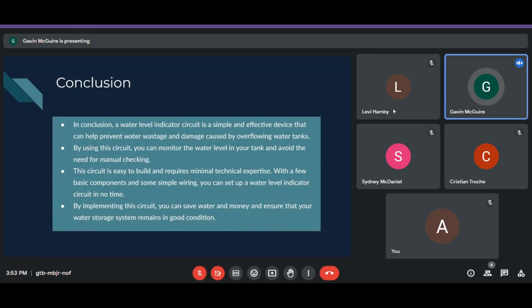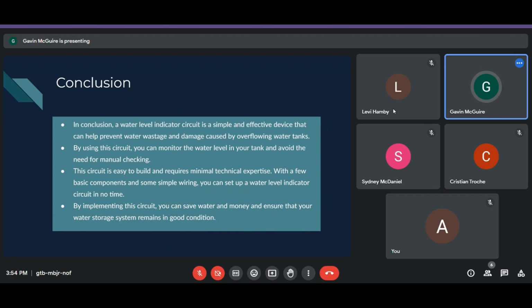So in conclusion, we have discussed a simple yet effective water level indicator circuit using a 9-volt battery, resistors, transistors, LED lights, and a buzzer. The water level indicator circuit we've shown is designed to provide a visual and audible indication of the water level in a tank or reservoir.